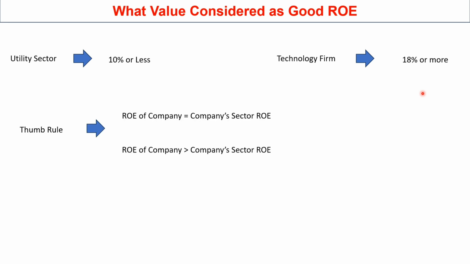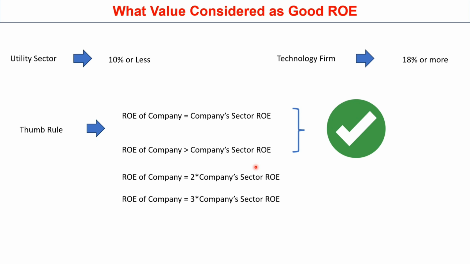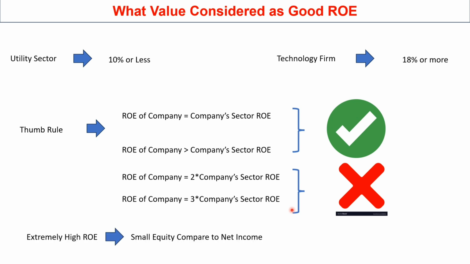The thumb rule we need to consider is that the ROE of any company which is more or less close to the sector ROE, or slightly greater than the sector ROE, is considered a good ROE value. If the ROE of the company is 2 times or 3 times the sector's ROE, it should not be considered for investment. Extremely high ROE value sometimes represents small equity compared to the net income, which indicates high risk.